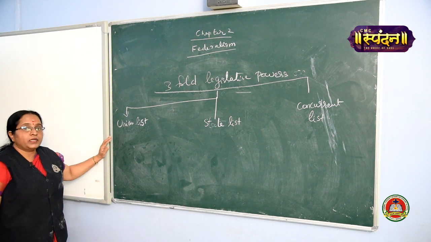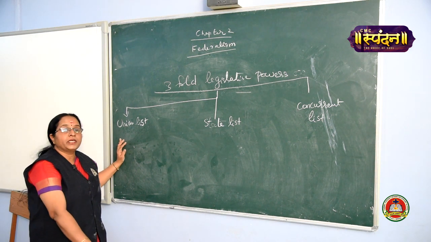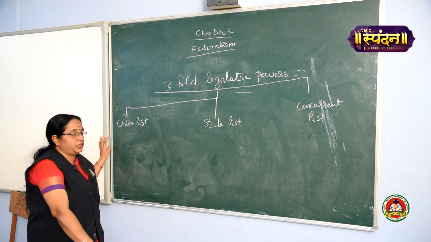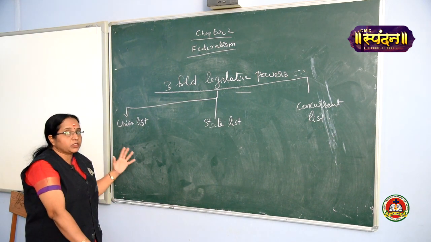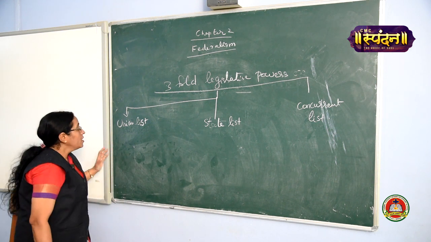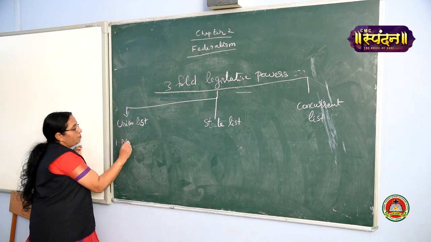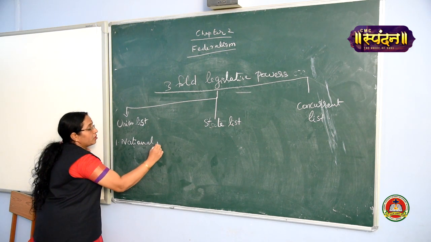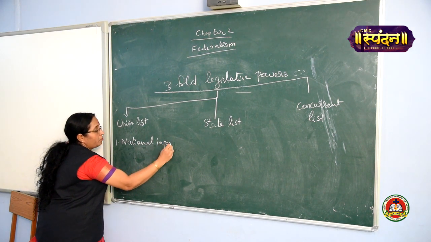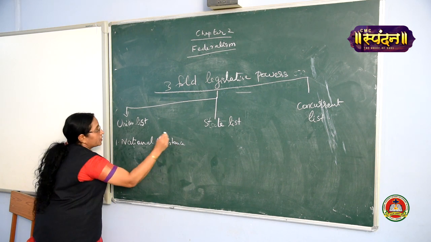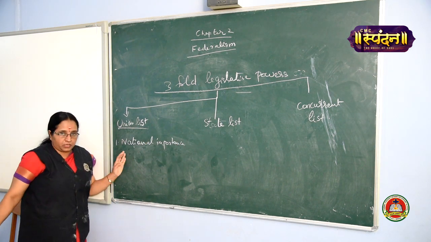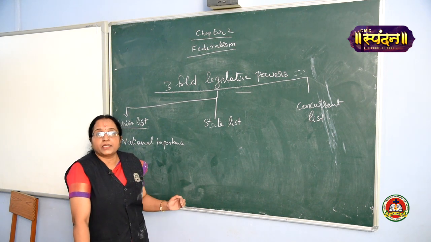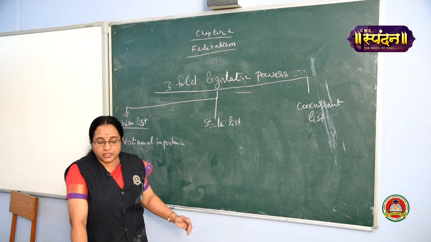Okay. Now what do you mean by union list? The subjects of national importance. That means the subjects which are dealt with by the central government. Subjects which are dealt with by the central government come under the union list. Clear? And here the central government takes the decision for these subjects.